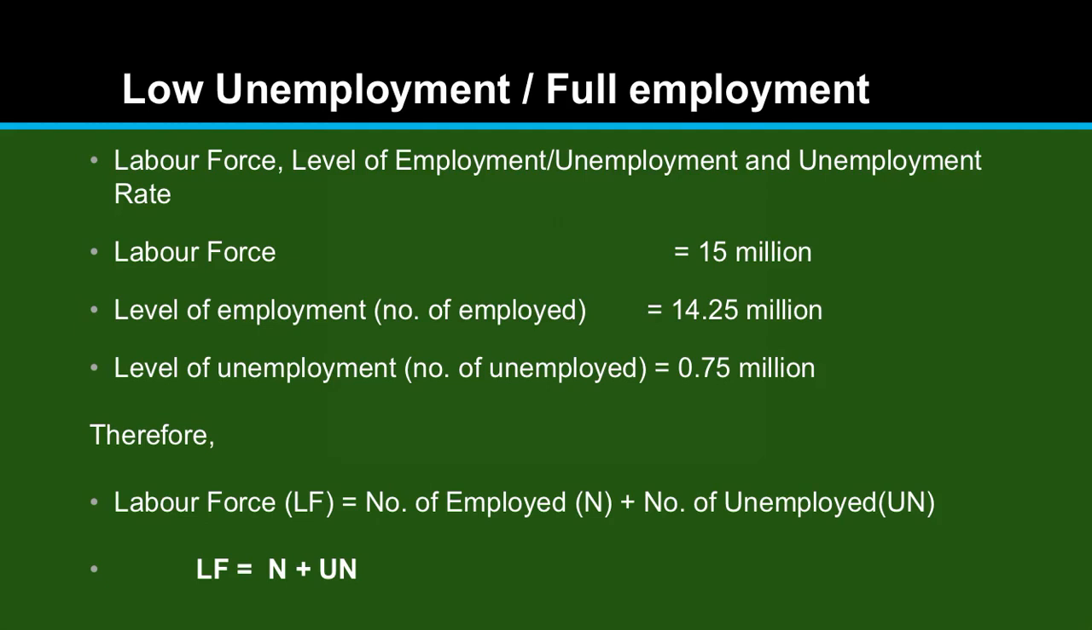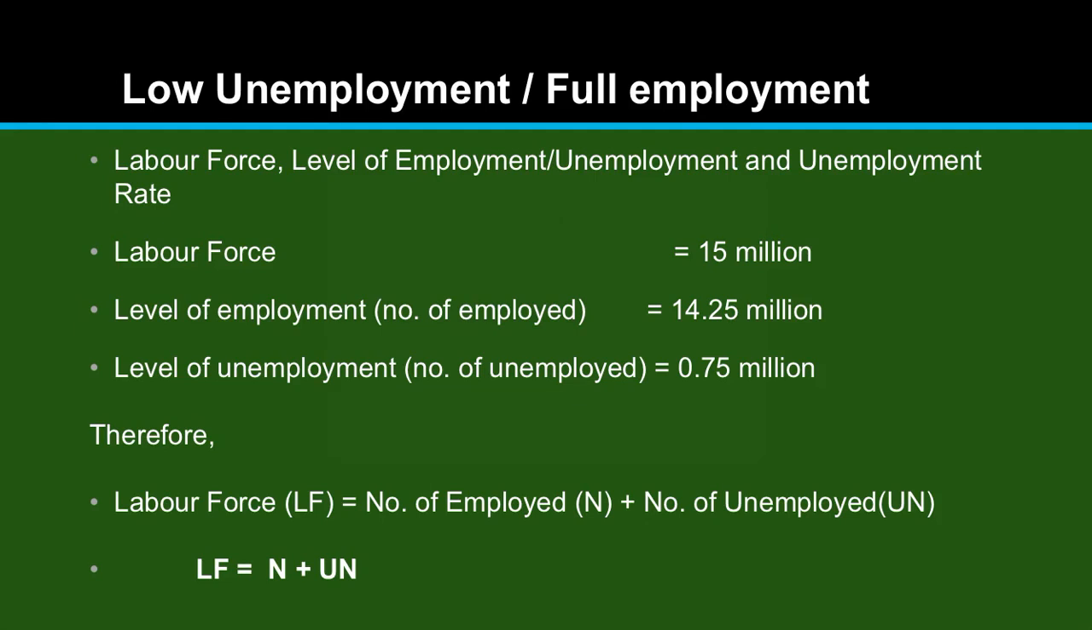So we can calculate the value of 0.75 by subtracting the level of employment from the labor force. Therefore, the labor force equals the number of people employed plus the number of people unemployed. LF is the symbol for labor force, and N is the number of people working. It is an internationally recognized symbol for the level of employment in a country. The symbol for the level of unemployed, the number of people not working, is UN. Therefore, the labor force is equal to N plus UN.